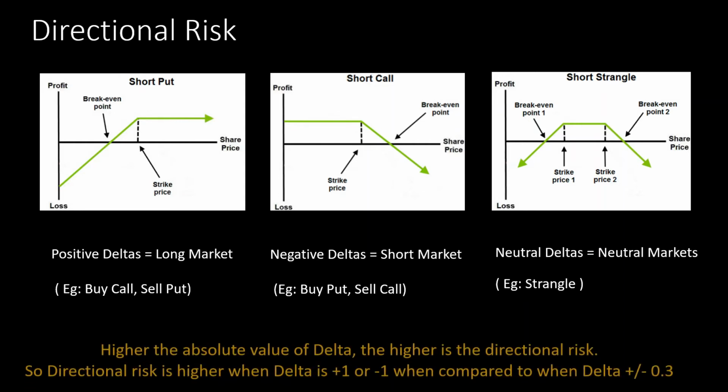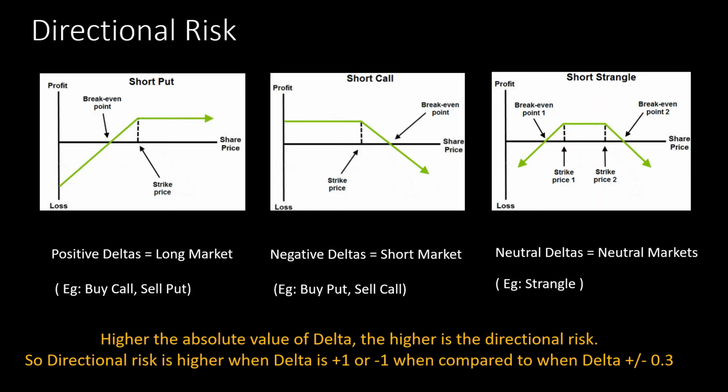The other thing to note is that the higher the absolute value of delta, the higher is the directional risk. So for instance, if I buy a deep in the money put option, which has a delta of -1, in this case, for every 1 rupee increase in the underlying, I lose 1 rupee on the option. This has a higher directional risk than an out of the money put option with a delta of minus 0.3. So in conclusion, delta not only gives us the directional risk, but also helps us get an understanding of the extent of that directional risk.